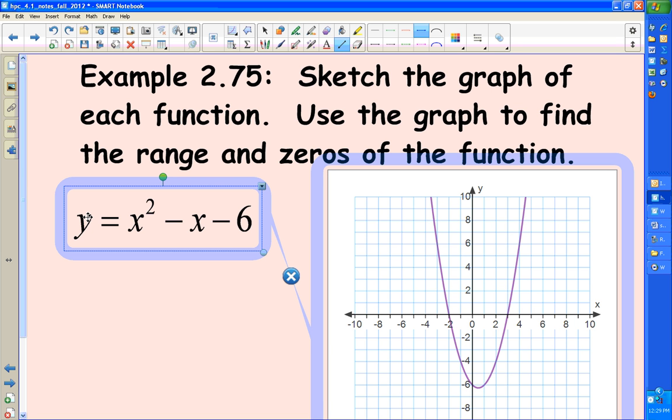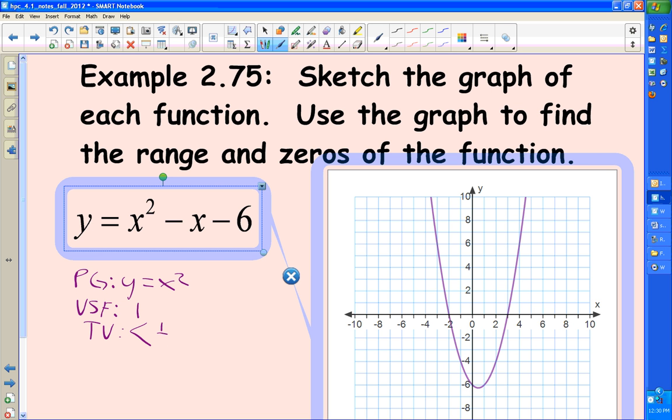How do we find the vertical stretch factor? It's a. How do we know the parent graph? It's y equals x squared. Vertical stretch factor, 1. Translation vector from standard form, opposite of b over 2a, is going to give you a 1/2. When you plug that in, you're going to get negative 25/4.